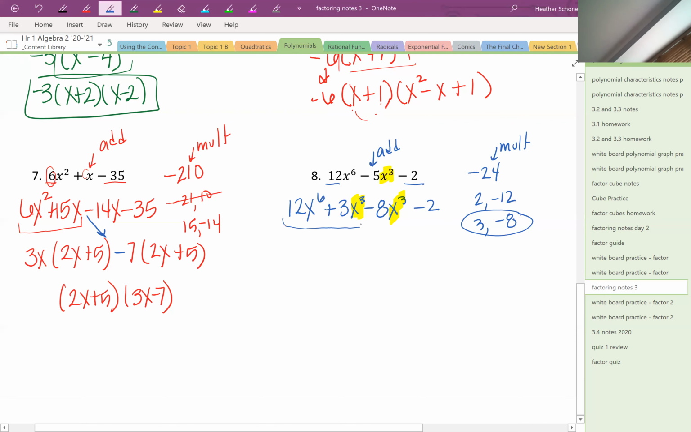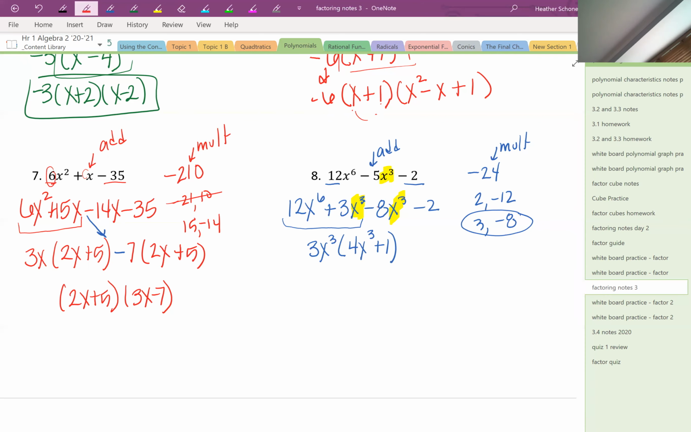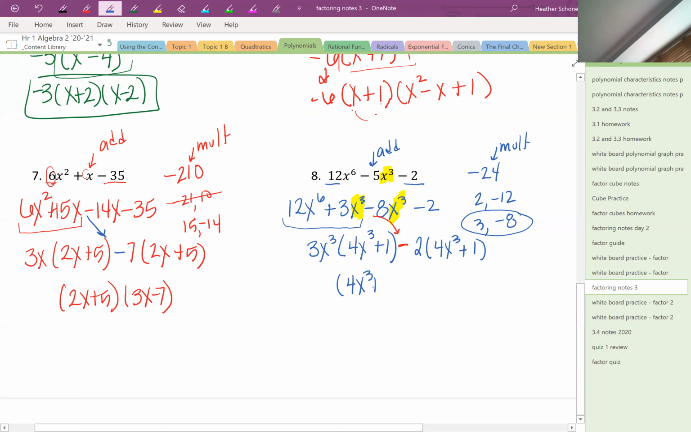Now I'm going to factor by grouping. Out of the first two, I can take out a 3x cubed, and that leaves me with 4x cubed plus 1. Yes, you have to write the 1 there. The minus in the middle gets carried straight down. At the next two, I can take out a 2, and that leaves me with 4x cubed plus 1. So now I can rewrite it. So I have 4x cubed plus 1 times 3x cubed minus 2.